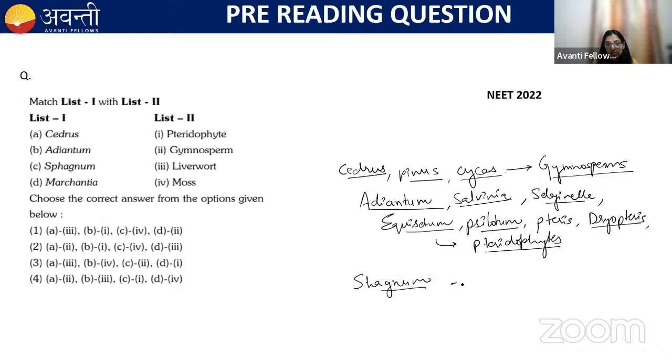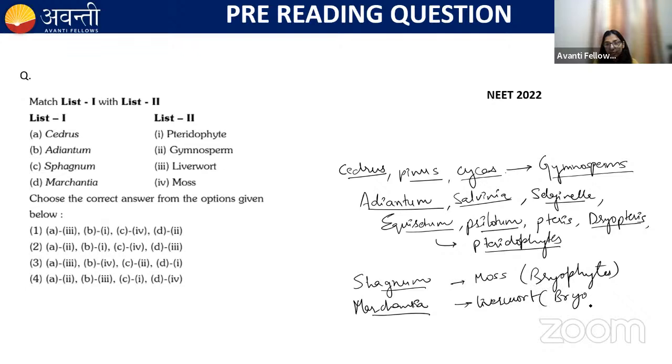Sphagnum is a moss. The mosses are bryophytes. Marchantia is a liverwort. A liverwort also belongs to bryophytes. Please remember these examples. These are very important.